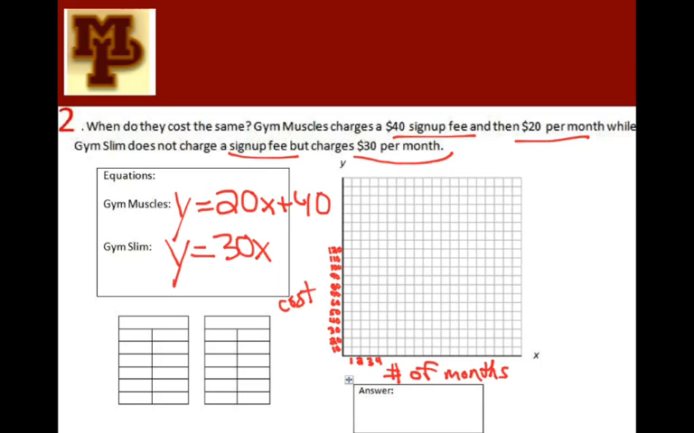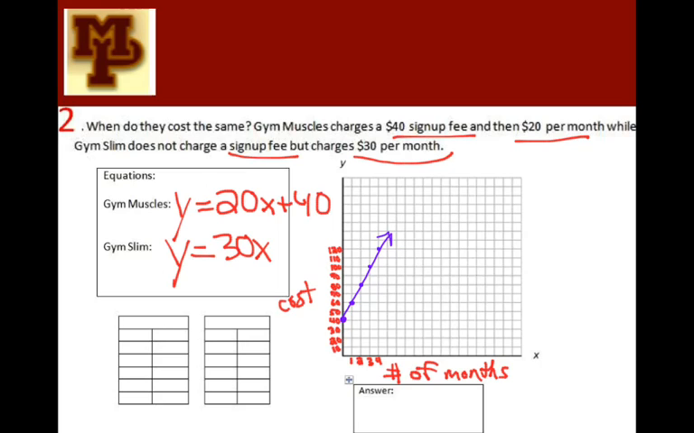So the first one, the y-intercept is 40. So I'm going to go to 40, put a nice dot, and then it says that the slope is 20, so I'm going to go up 20 and over 1, that's the rise over the run. Up 20 again, over 1, and keep going. I'm going to go ahead and connect the dots.